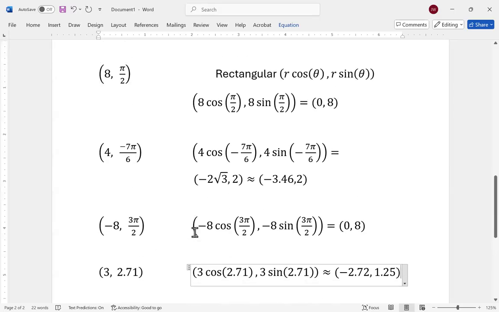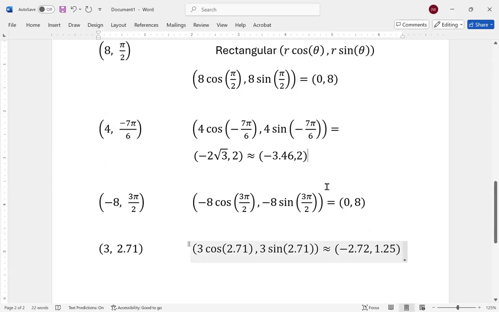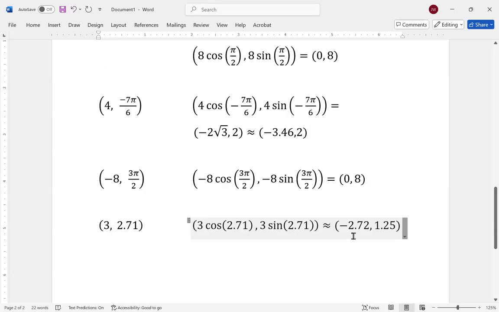Now, notice that in each of these cases, I've been doing a lot of explanation, but in reality, if we're just converting to rectangular, all we really have to do is plug in our r cosine theta for x, plug in our r sine theta for y, and we are good to go. So just plugging it in, and obviously 2.71 as an angle is slightly less than pi, and that's why we are in the second quadrant.